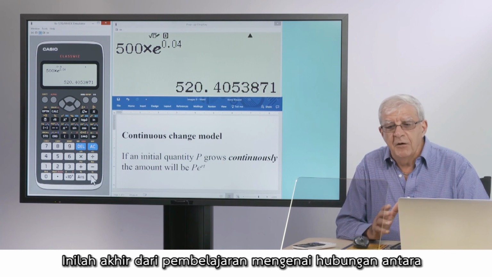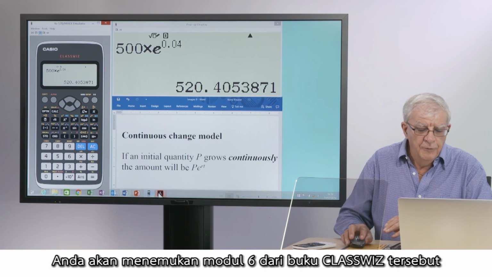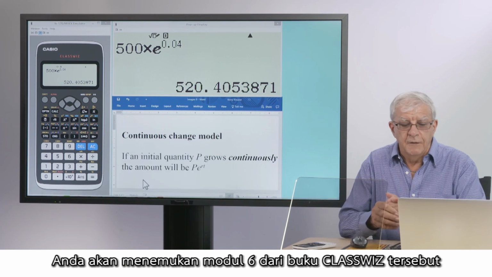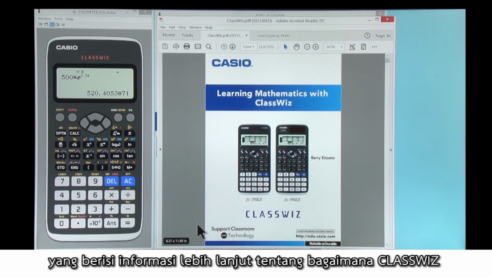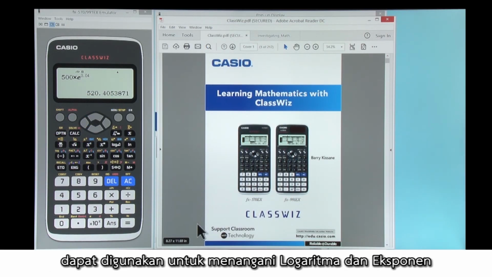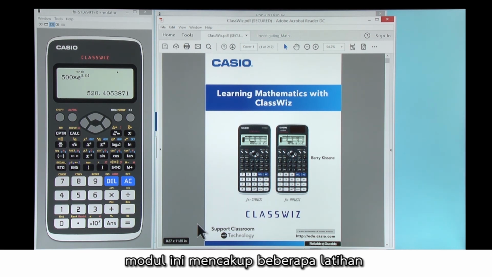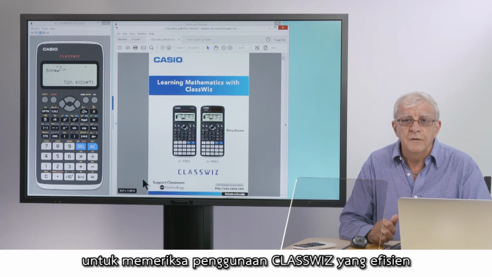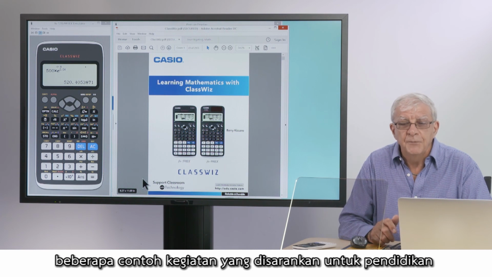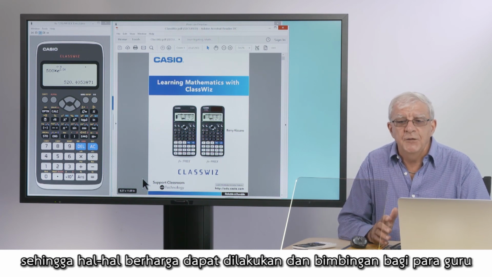Well, that's the end of our adventures with logarithms and exponents. You'll find that Module 6 of the ClassWiz book contains more information on how ClassWiz can be used to deal with logarithms and exponents, as well as detailed explanatory text which can be copied for students as well as teachers. The module includes some exercises to check efficient ClassWiz use, some examples of activities to suggest educationally valuable things to do, and some guidance for teachers.